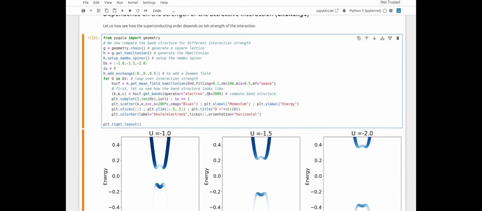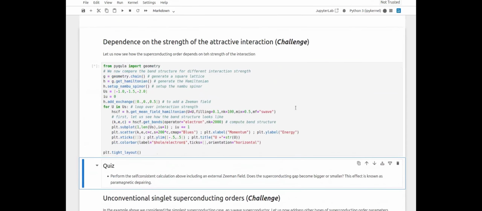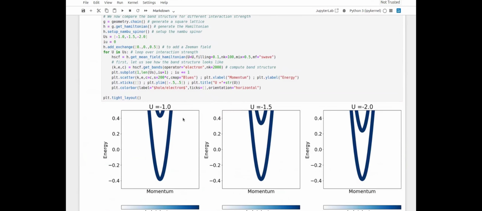So we are going to add a small external field, okay, so 0.5, and see how the plot looks. When we add the Zeeman field, the Zeeman field itself competes with the superconducting state. In particular, you see that for this Zeeman field of 0.5, we completely destroyed the superconducting state, right? So no matter how strong our attractive interactions are, we don't have superconductivity.